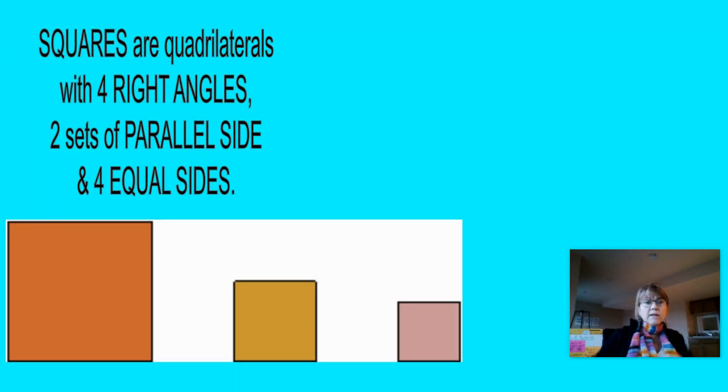Now, a square is a quadrilateral with four right angles. We talked about angles the other day with triangles. Right angles look something like this. And it measures exactly 90 degrees. And I can stick this paper into the corner of each of these shapes, and it fits exactly. So four right angles and two sets of parallel sides and four equal sides. Sounds very similar to a rectangle.